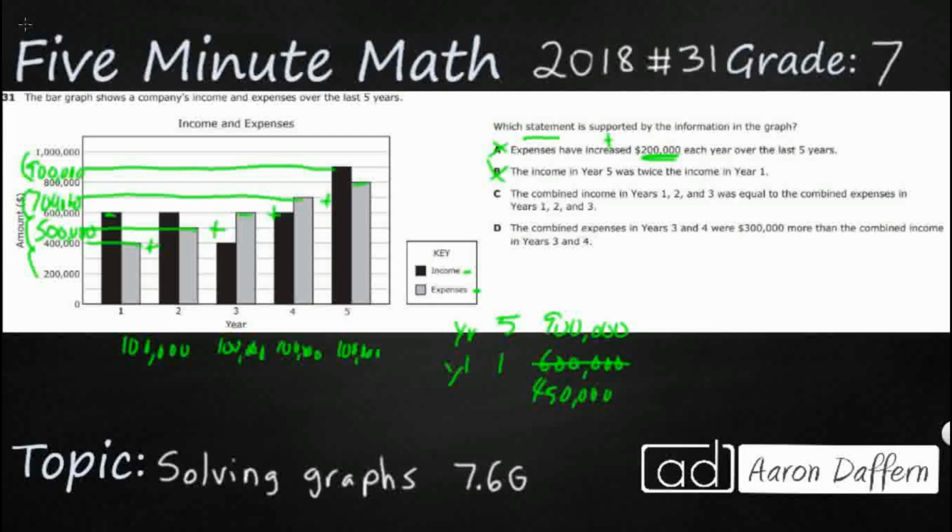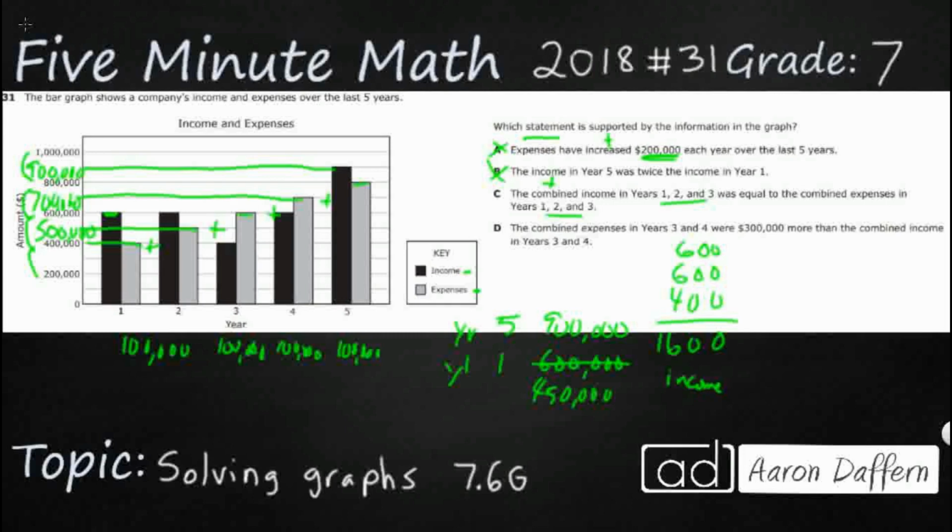Let's check C. The combined income, all right, we're going to add here, of years 1, 2, and 3 was equal to the combined expenses of years 1, 2, and 3. That's interesting. All right, let's check my incomes here. So for year 1, I'm going to do 6, and I'm just going to drop the last 3 zeros. For simplicity, I'll just say 600 and 600, and this is 400. All right, so I've got 10, 16. All right, so 1,600. These are my income.